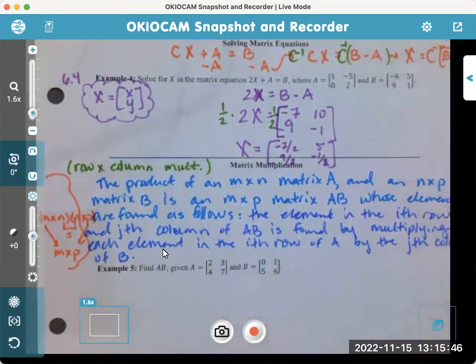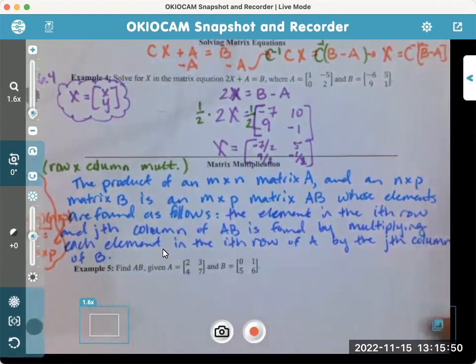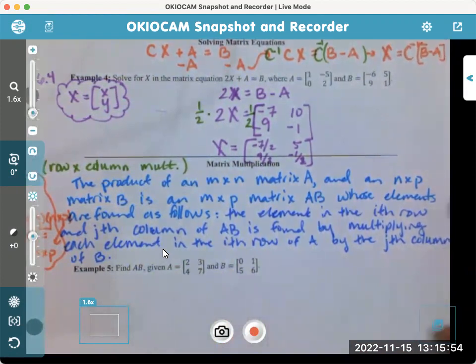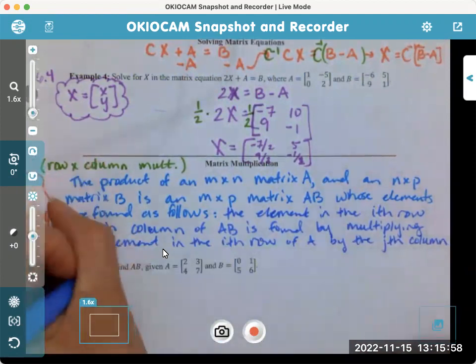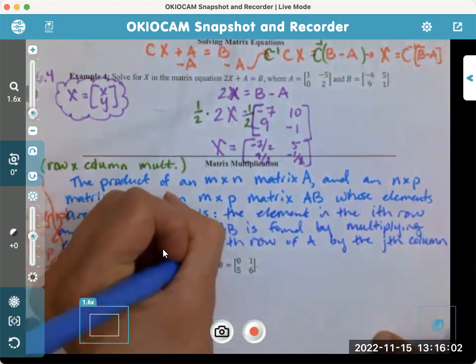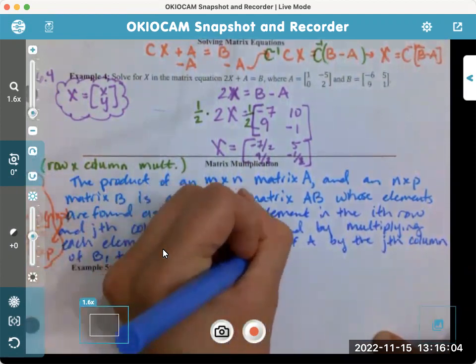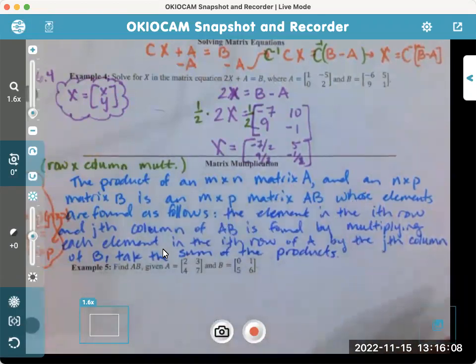Okay, so multiplying each element in the ith row of A by the jth column of B, and then taking the sum of the products. Let me add that in there. And then take the sum of the products. Okay, I know, still not very crystal clear. Let's look at the example.